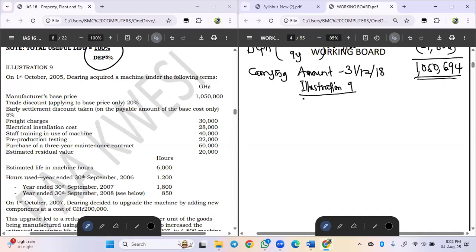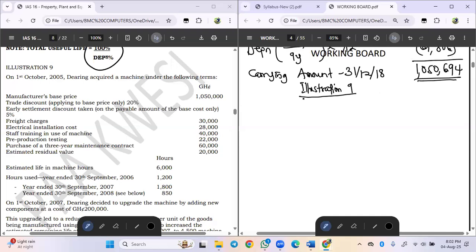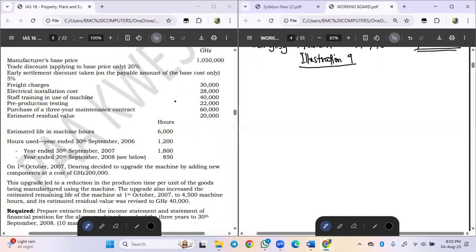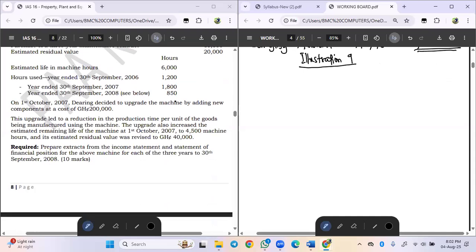Then we have freight charges, electrical installation costs, staff training in use of machine, pre-production testing, purchase of a 3-year maintenance contract, estimated residual values. Then we have the estimated life in machine hours, and hours used as at year end 30th September 2006, year end 30th September 2007, year end 30th September 2008. We are to see below.